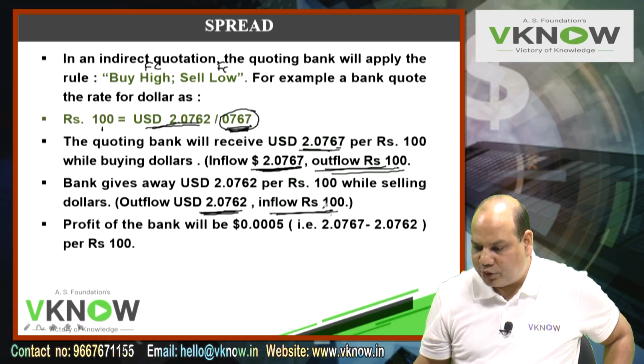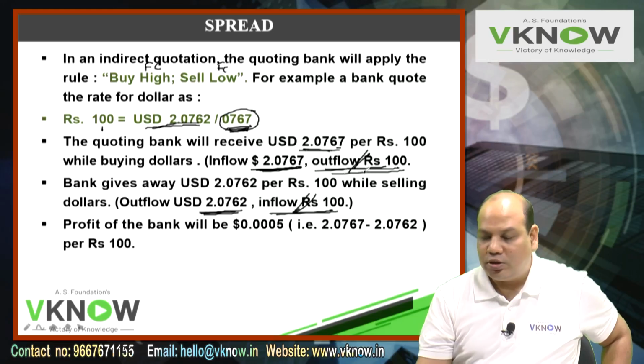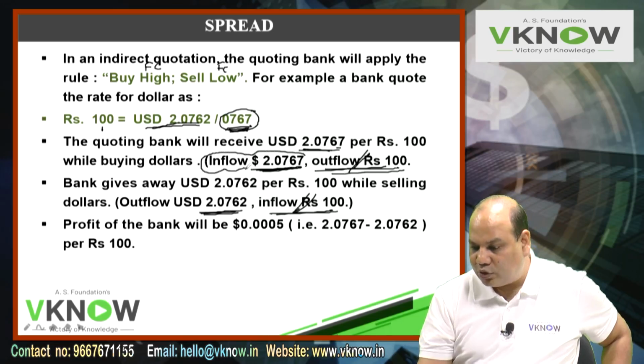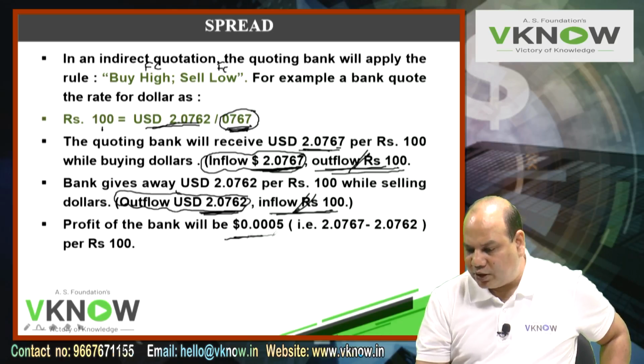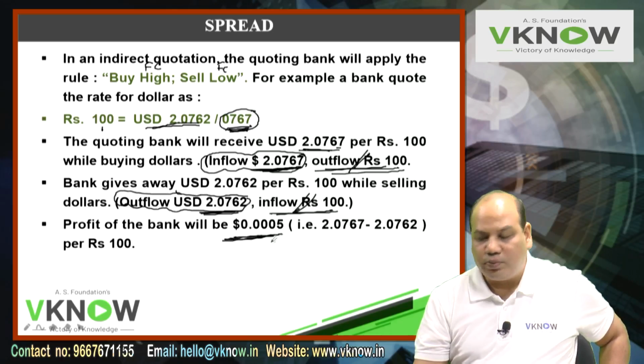So what is the profit of the bank? The profit of the bank will not be in rupees now. Rupees 100 outflow, rupees 100 inflow. Net rupee inflow or outflow is 0. But when you look at the dollar, the dollar inflow is higher than the dollar outflow, and therefore the bank will make a profit here in terms of $0.0005, right?